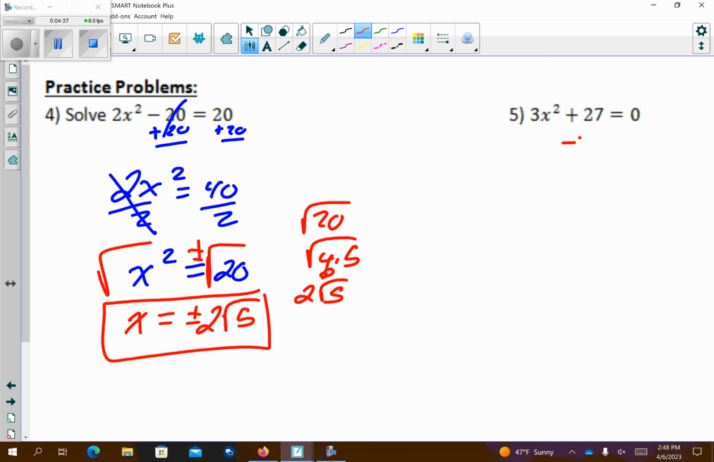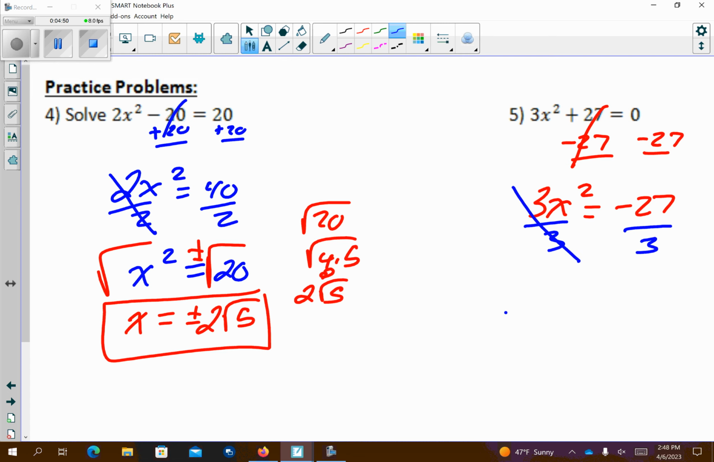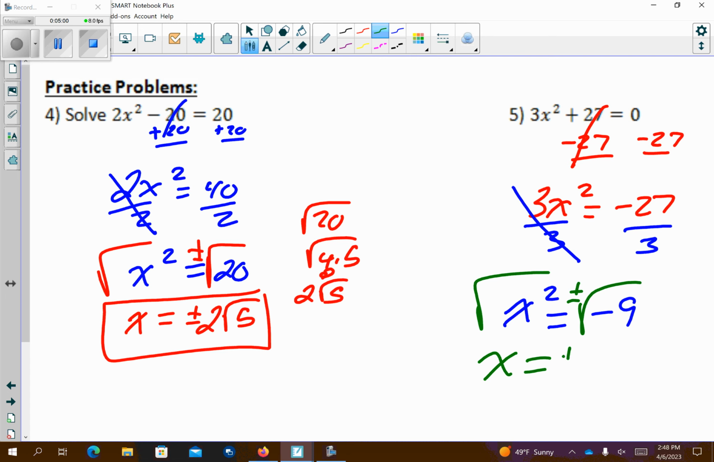Problem number 5, I'm going to subtract 27 from both sides. So I get 3x squared equals negative 27. Divide each side by 3. Those cancel. So I'm going to get x squared equals negative 9. If I take the square root of both sides, I'm going to show you something that's going to take place. Don't forget the plus minus. Okay. So if I didn't have this negative sign here, my answer would be 3, so plus or minus 3.